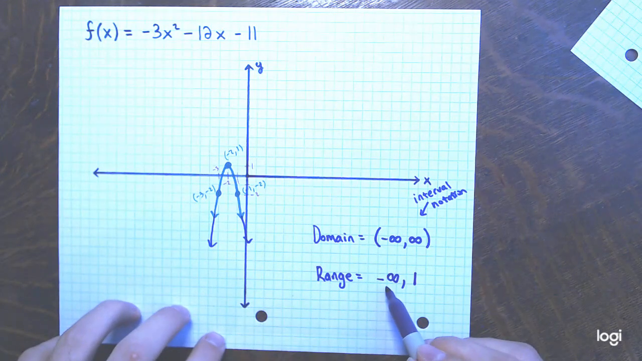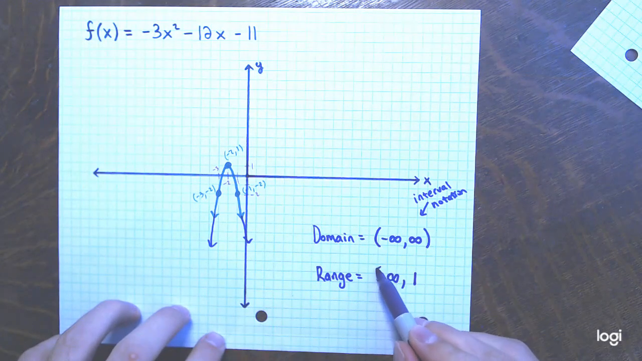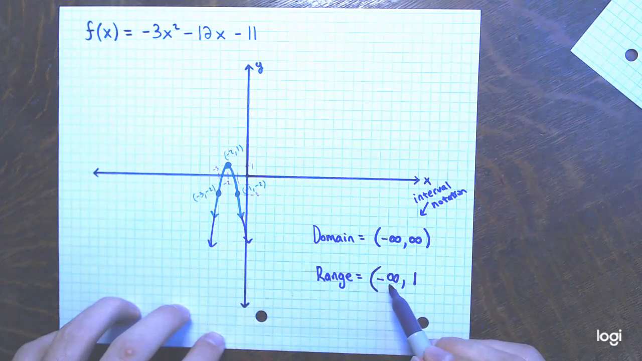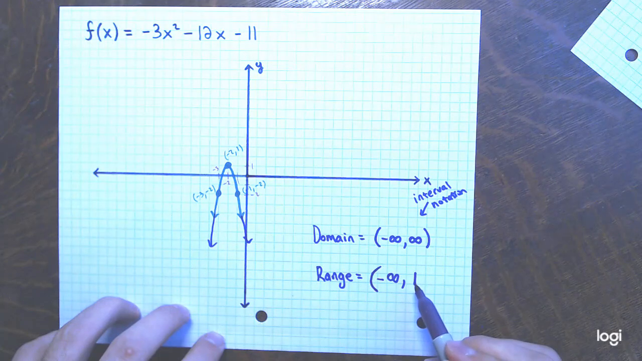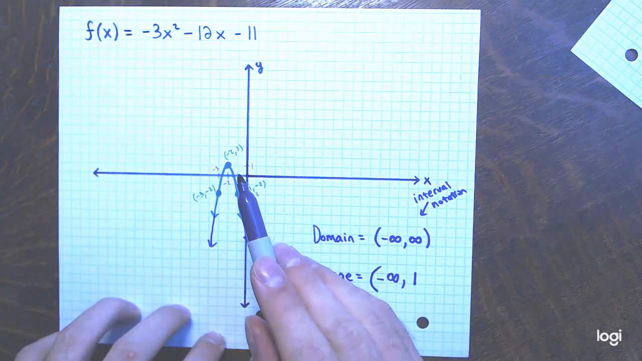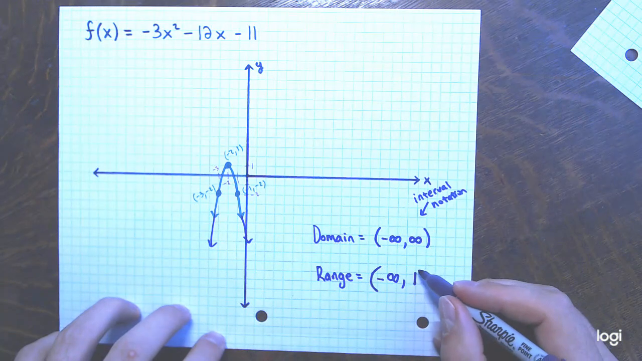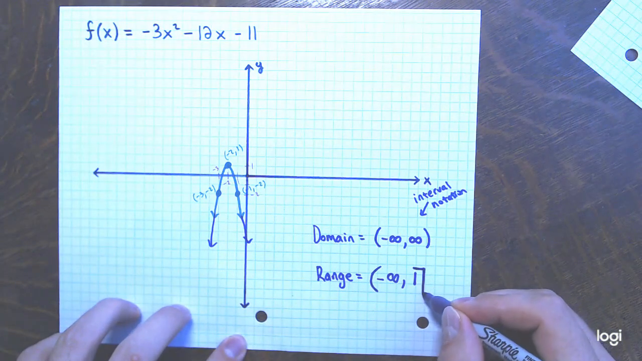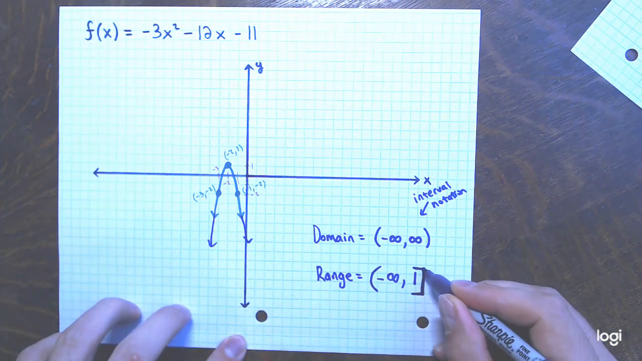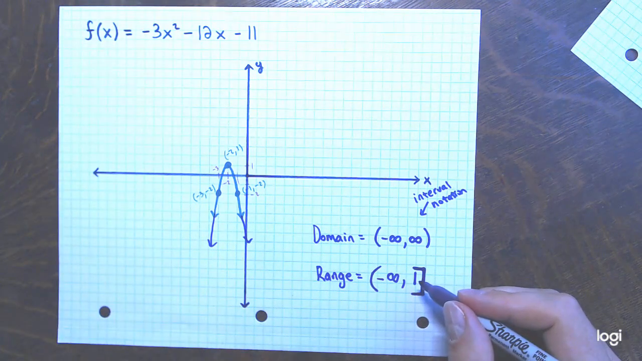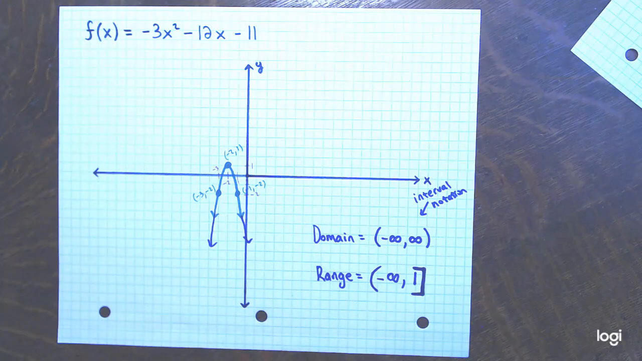Now negative infinity is not a number, so always parentheses on those to indicate that that's not a solution, that's not part of the range. 1 though is part of the range, right? 1 is actually a y-coordinate. It's actually used on the vertex as a y-coordinate. So you put that rectangular bracket on that to indicate that 1 is part of the range. It is actually a y-coordinate.